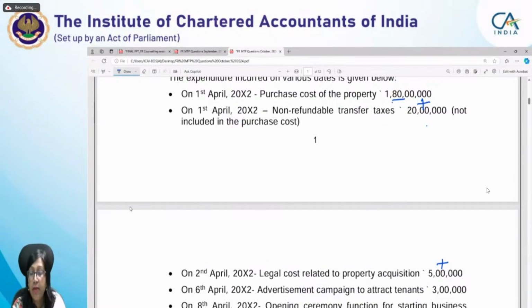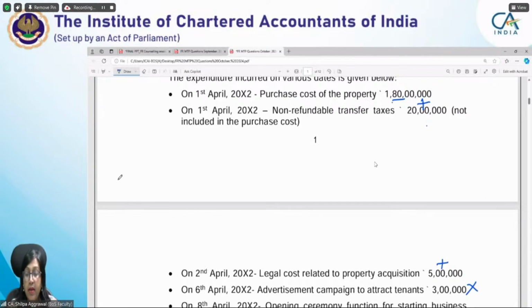Then comes your advertisement campaign to attract tenants. Is it going to create any asset? No, it is of a recurring nature. This is an expense of recurring nature. You are going to do this advertisement always. Once the property is built, you will let it out, and once that tenant has left or vacated that property, again you will advertise for another tenant. So this is a continuous process. It is not going to enhance the value of the property, but it is going to maintain the contract life. So it is a regular expense, and will not be considered. It is not going to be capitalized.